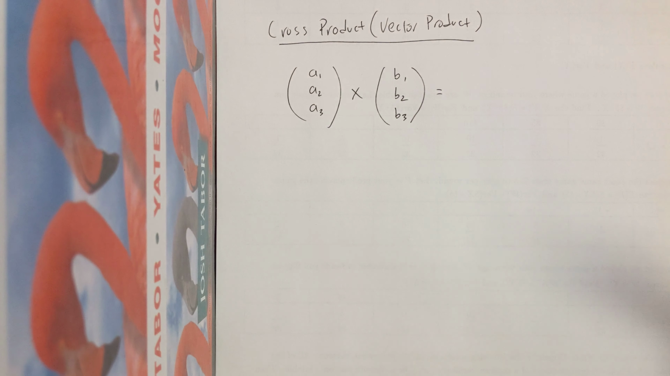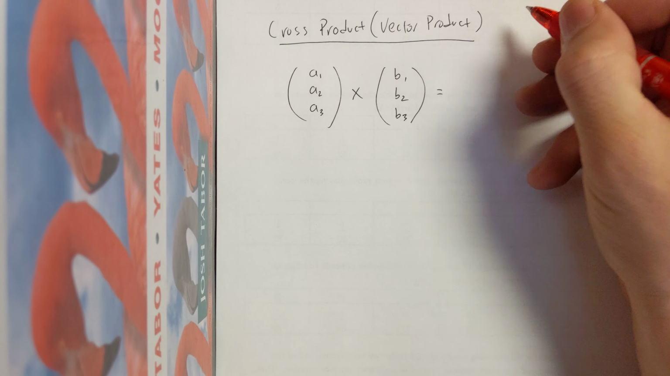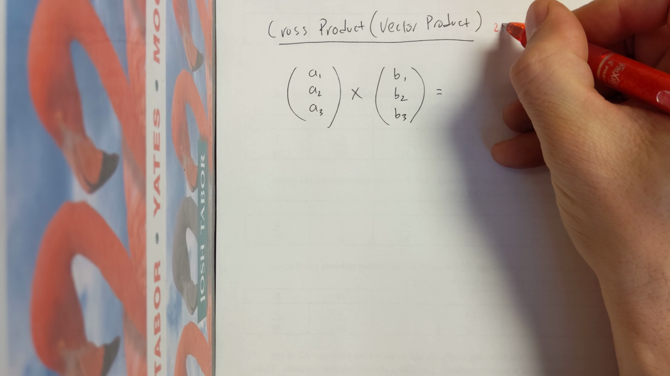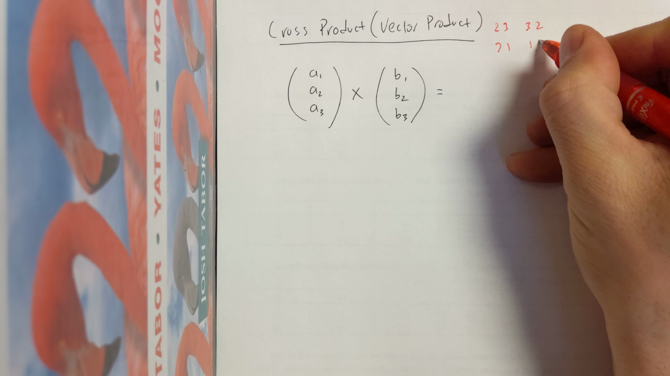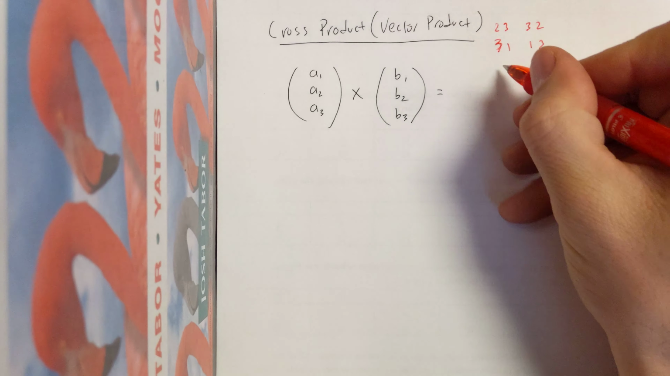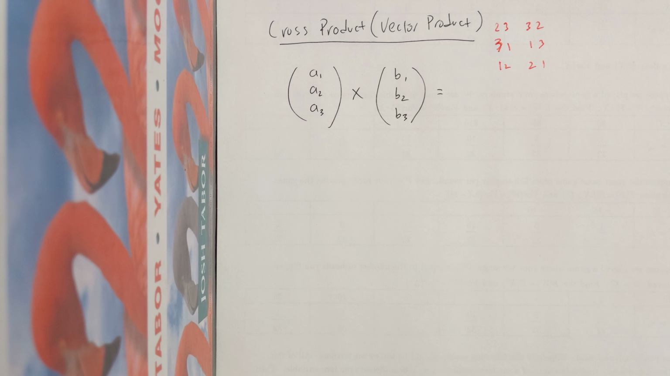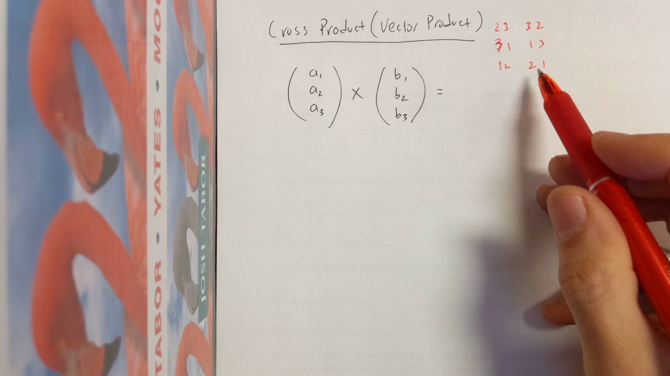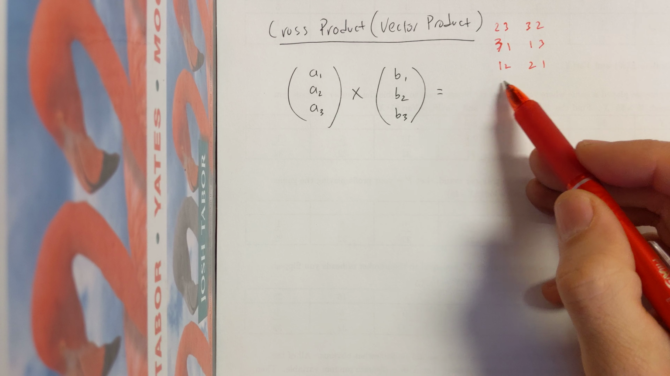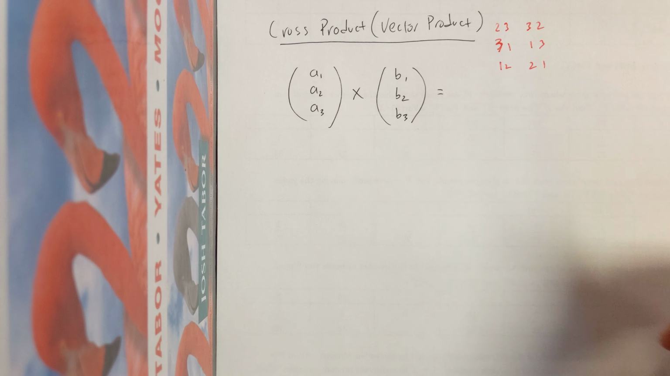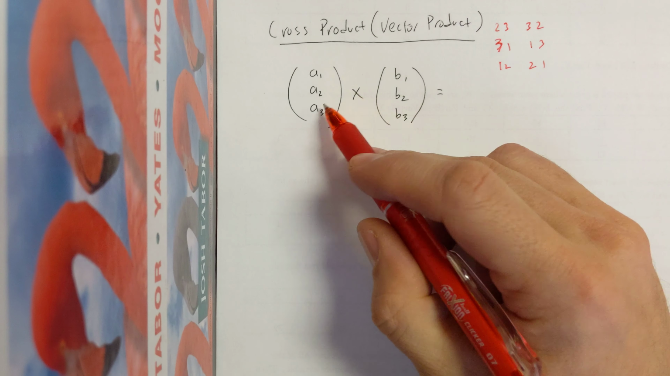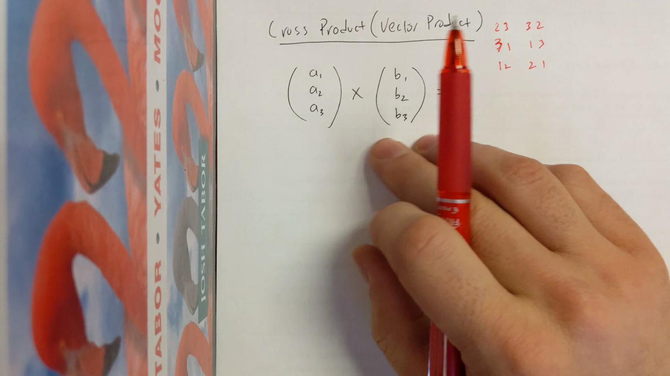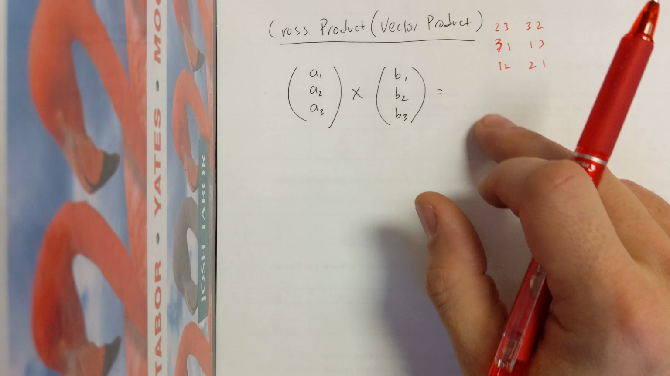Now, there's a couple of methods, but one that I love is based on remembering these numbers: 23, 32, 31, 13, and 12, 21. Why remember those numbers? Because that's one way to help us remember how to find this vector product. It tells us which elements get multiplied together and then subtracted to form this vector.